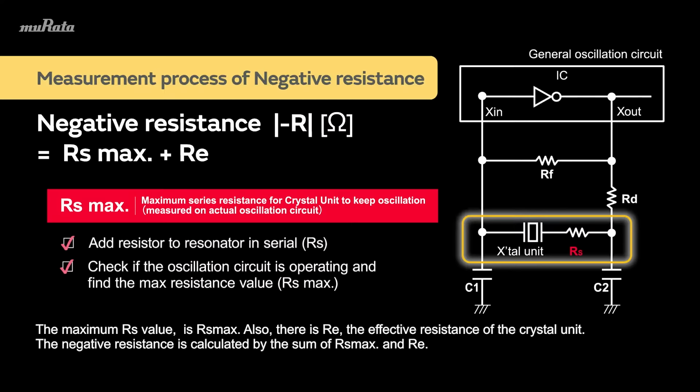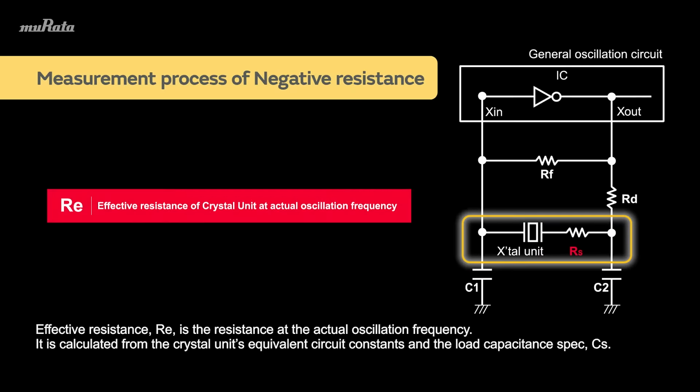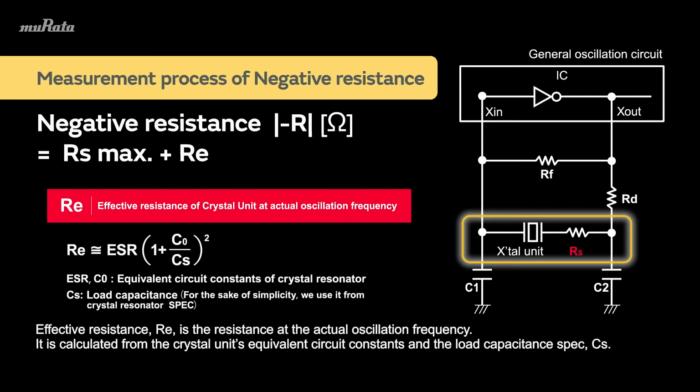Also, there is RE, the effective resistance of the crystal unit. The negative resistance is calculated by the sum of RS max and RE. Effective resistance, RE, is the resistance at the actual oscillation frequency. It is calculated from the crystal unit's equivalent circuit constants and the load capacitance spec, CS.